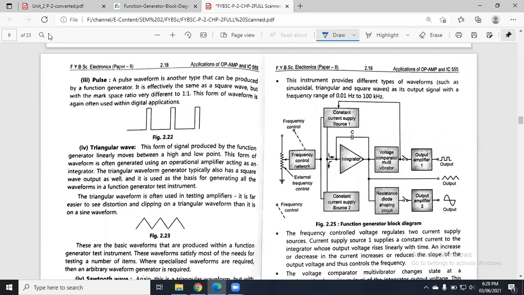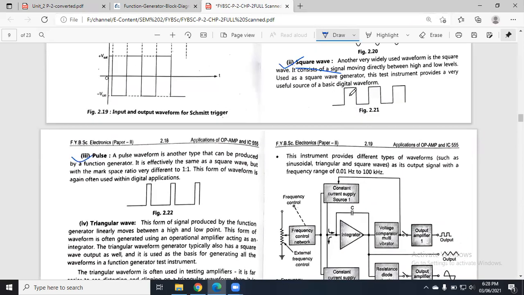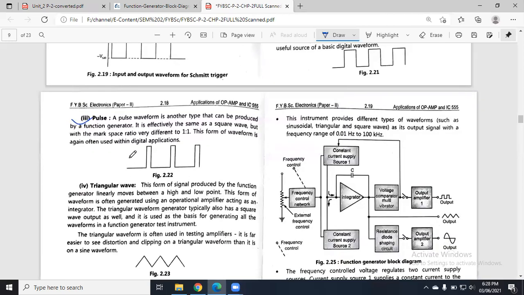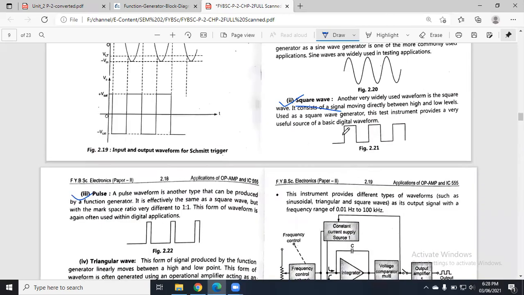Next thing we have is pulses. Pulses are quite similar to the square waveform, but in case of a square wave we have a 50% duty cycle. What is a 50% duty cycle? On time is equal to off time. But in case of pulses, on time is not equal to off time. That is why it is called pulses. On time is very less as compared to off time. Correct. Now, what is on time and off time? This high portion is nothing but your 1. 1 means on, and this portion is your 0. 0 means low or off.